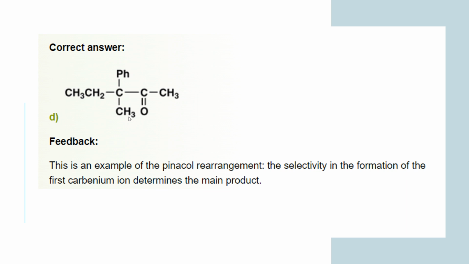Okay, because we had two possibilities of formation of carbocation, but we chose that carbocation which was linked to phenyl and ethyl, and both of these are pushing their electron density towards the positively charged carbocation, thereby making it a more stable carbocation as compared to the other one, which is linked to two methyl groups. Okay, so this is why you will get option D as the correct product for this pinacol pinacolone rearrangement.